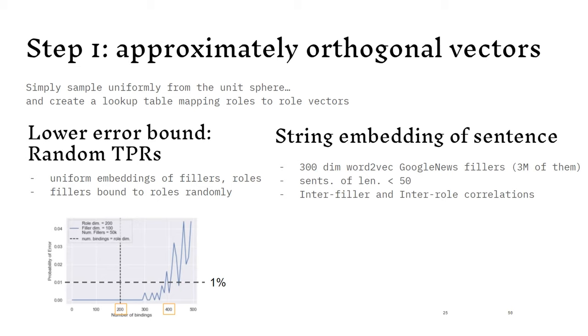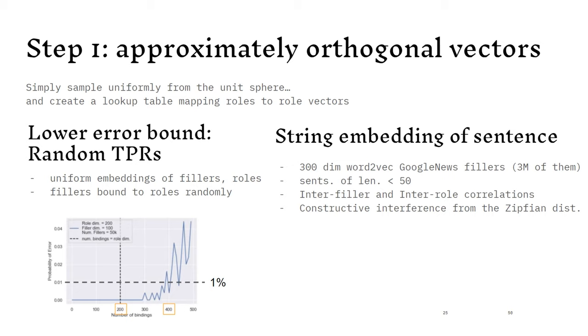It's also possible that the roles to which fillers are bound aren't random. For example, you're likely to find that words like the, a, an are much more likely to be bound in the first role of the sentence than the second role of the sentence. So the loss of randomness here is a potential for interference.